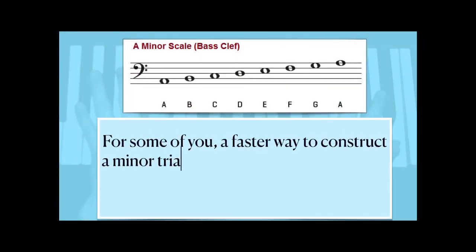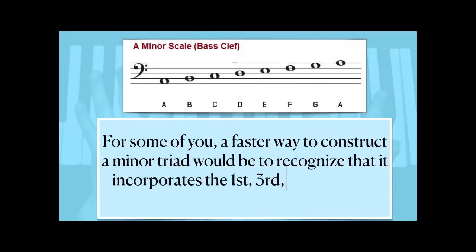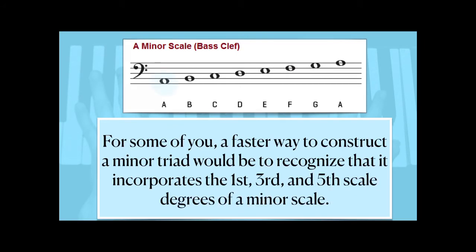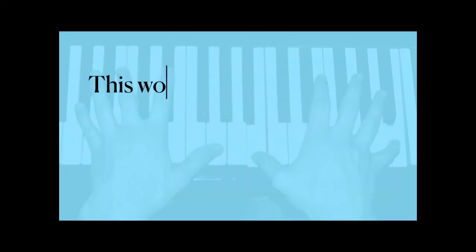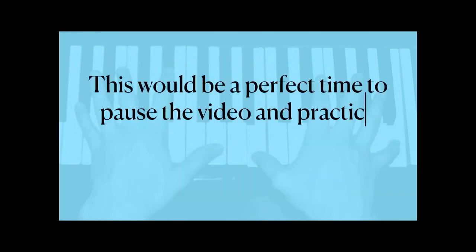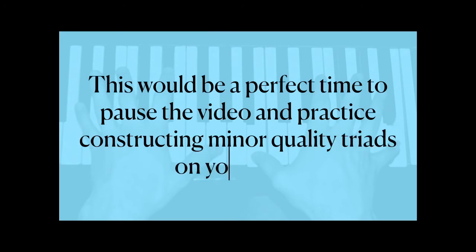For some of you, a faster way to construct a minor triad would be to recognize that it incorporates the first, third, and fifth scale degrees of a minor scale. So if you're very familiar with constructing minor scales, and you know your minor key signatures really well, this might be a faster method of minor triad root position construction. This would be a perfect time to pause the video and practice constructing minor quality triads on your own.